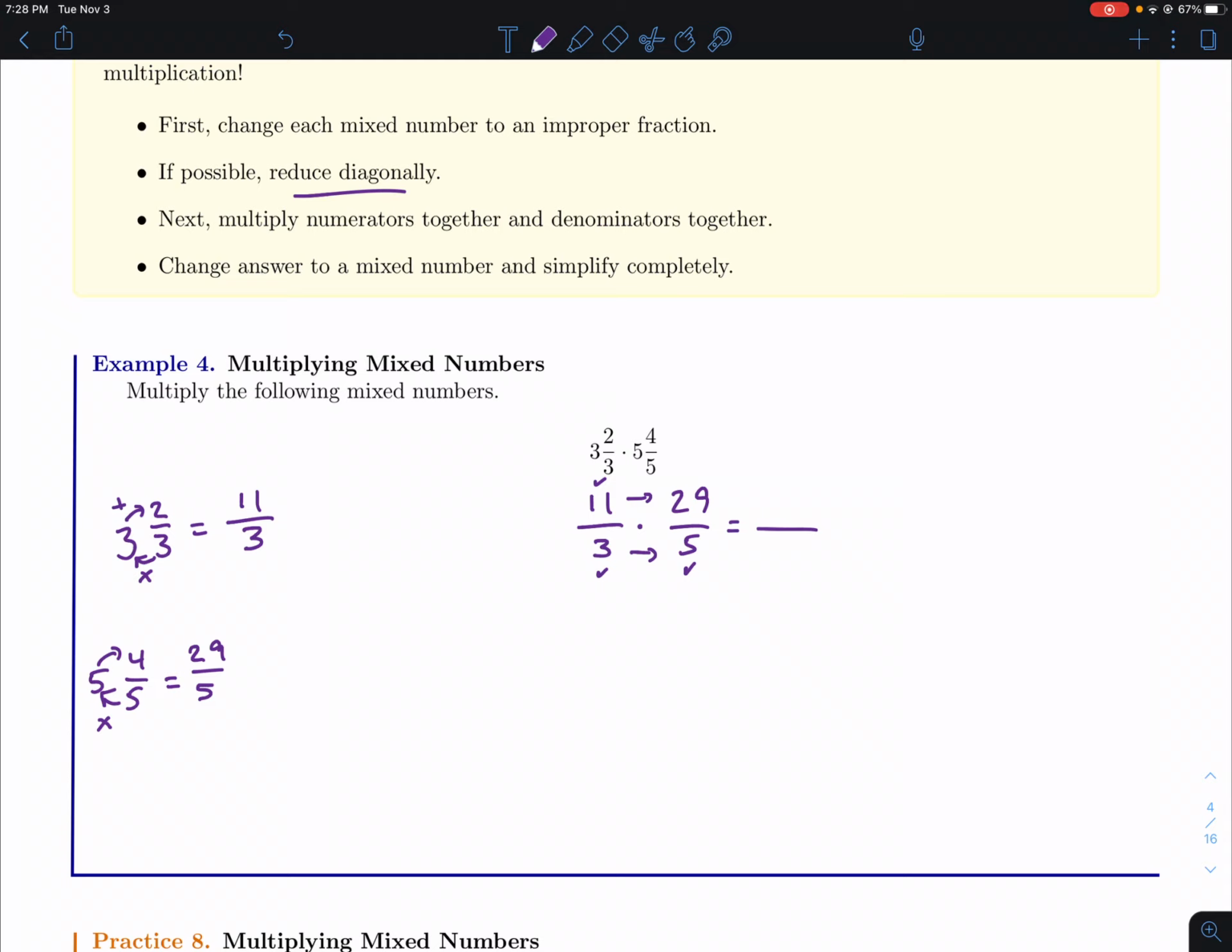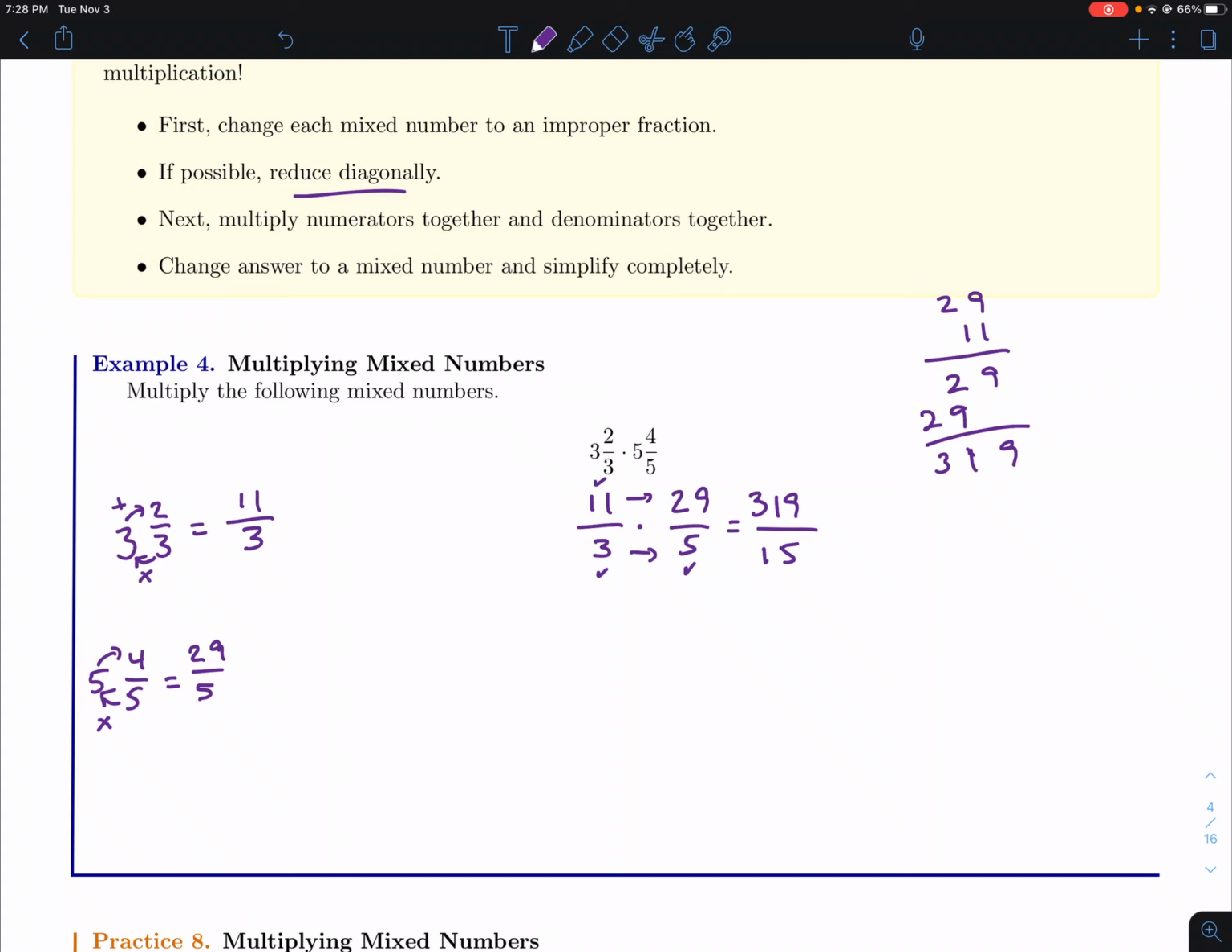So in this case, 3 times 5 is 15, and then 11 times 29 is going to be 319. So that's our answer for this one.